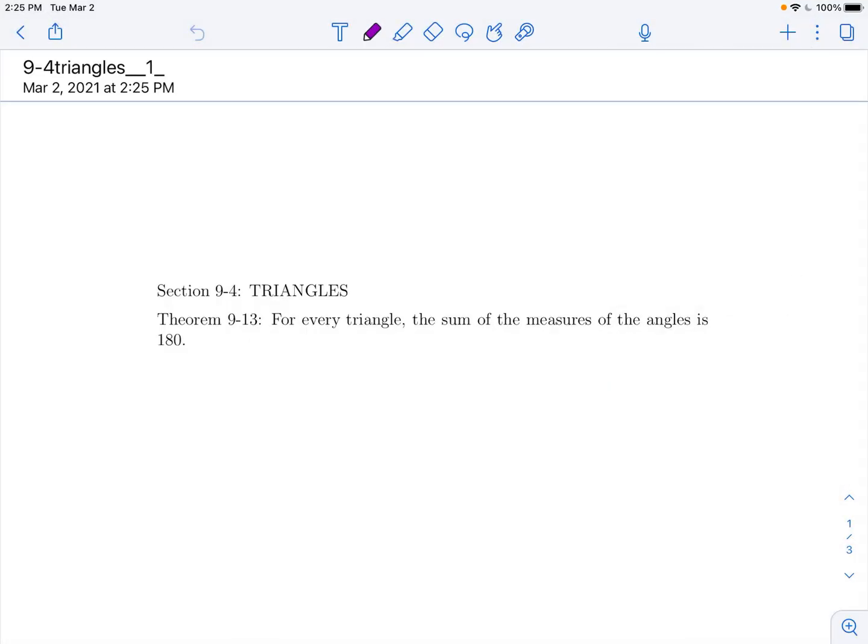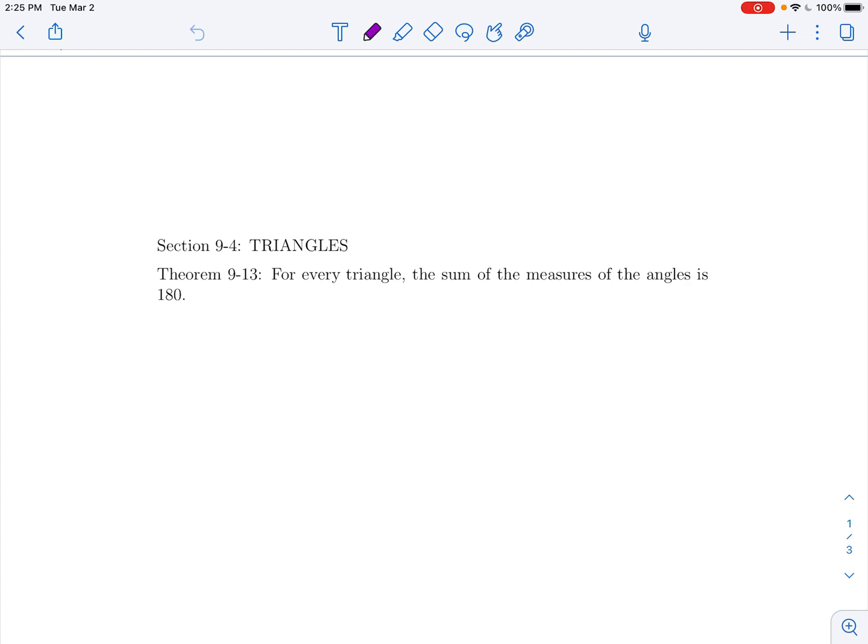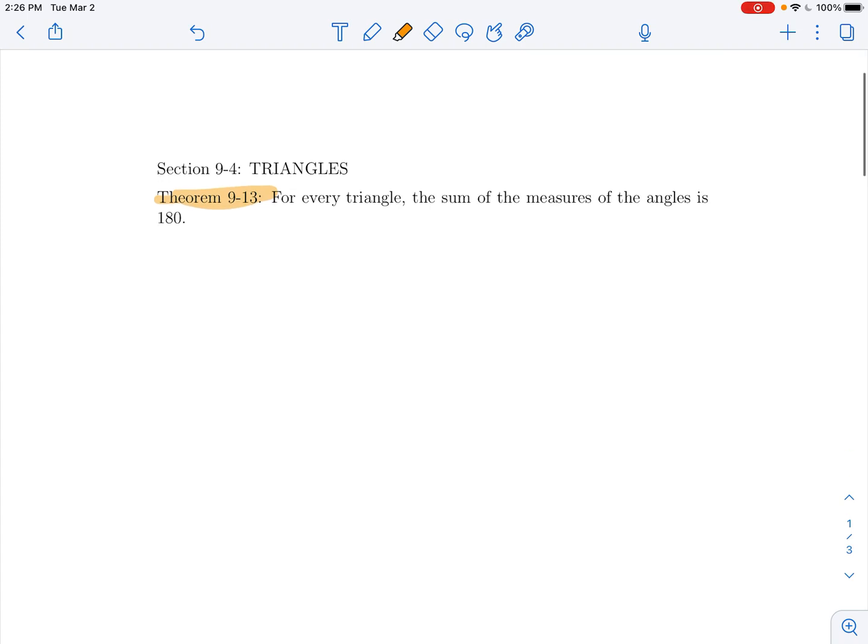Hi there. So we now know the parallel postulate, which means we can finally prove something you've probably known for a long time. So let's just jump right in here. Theorem 913 says for every triangle, the sum of the measures of the angles is 180. So you've heard this a long time ago, but we never actually used it in this class because we couldn't prove it. It needed the parallel postulate.